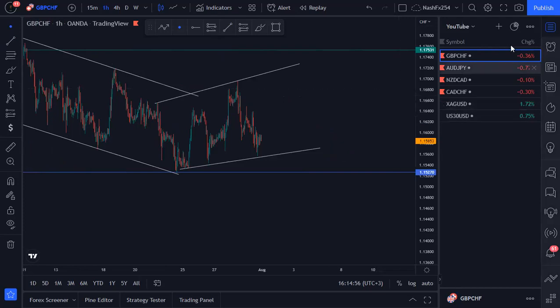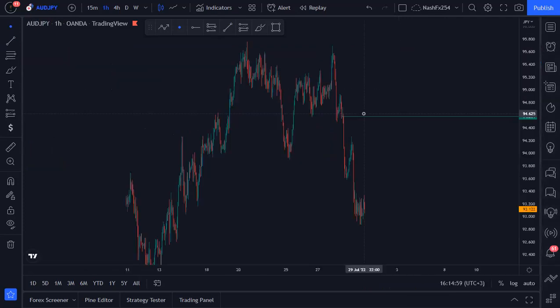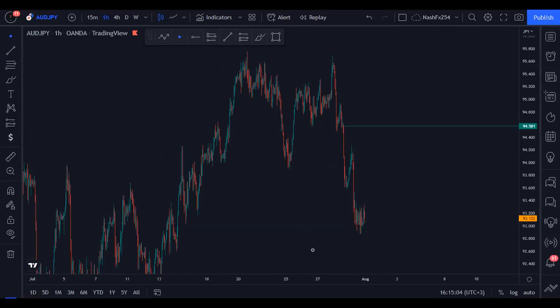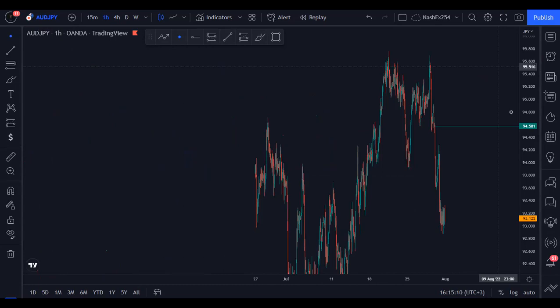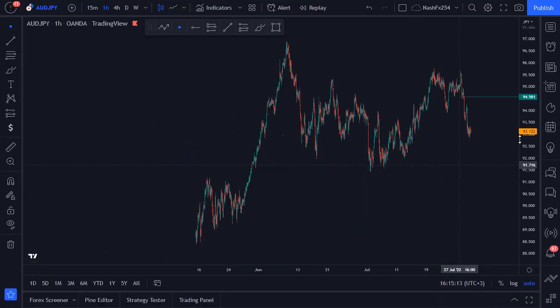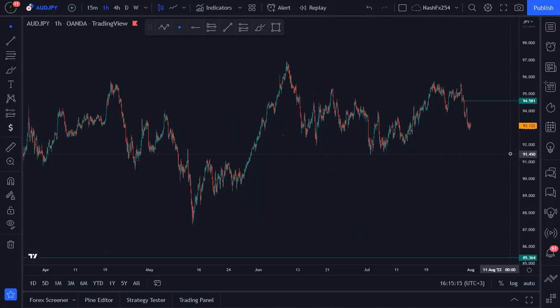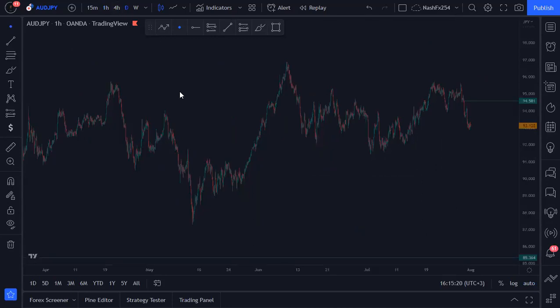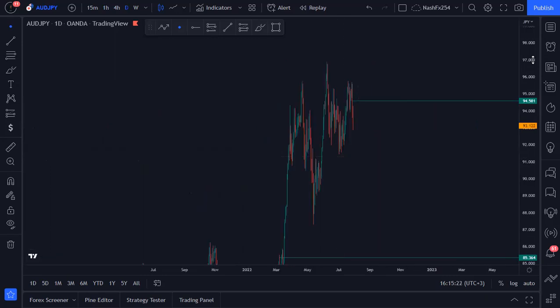Aussie Yen. Yen pairs are shaping up quite nicely, guys. Let me just go through some charts. Okay, let's go to Aussie Yen. Actually, all Yen pairs are looking lovely. So far, let's just go to a daily time frame, so we analyze from the higher time frame.